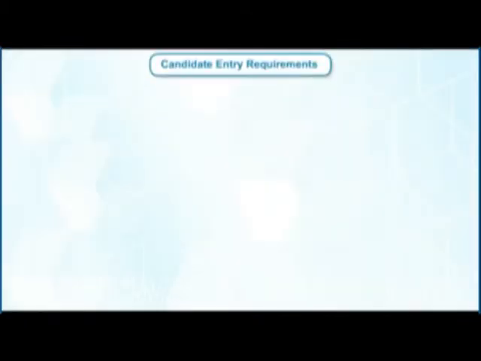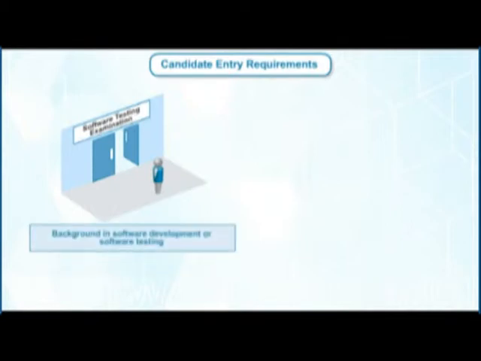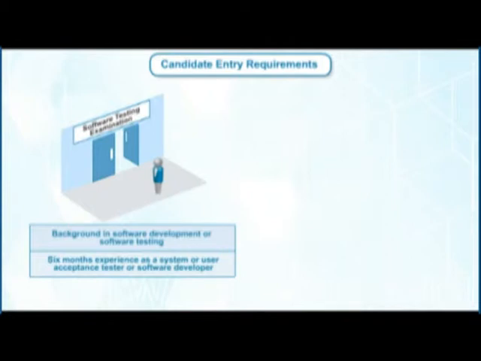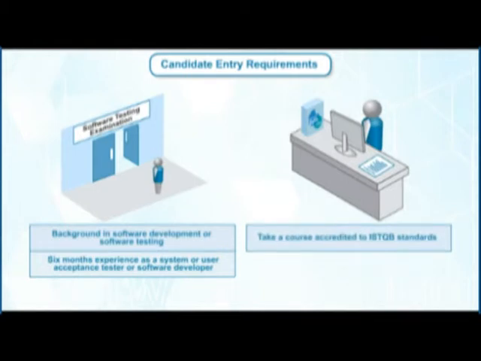The entry criterion for taking the ISTQB Foundation Certificate in Software Testing examination is that candidates have an interest in software testing. However, it is strongly recommended that candidates also have at least a minimal background in either software development or software testing, such as 6 months' experience as a system or user acceptance tester or as a software developer. Take a course that has been accredited to ISTQB standards by one of the ISTQB recognized national boards.